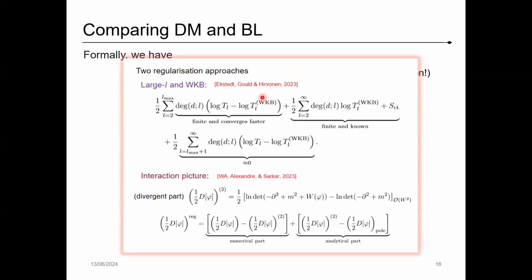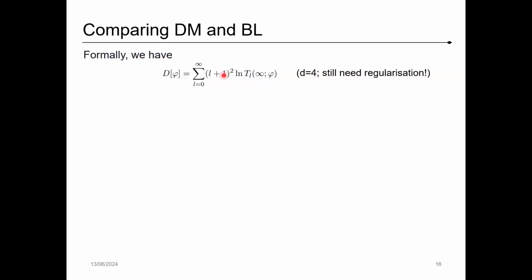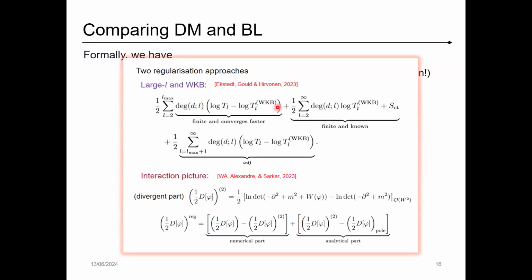This is the first one, which I call the WKB method. The divergence apparently comes from large L terms. L is just like a momentum. So first, you separate out the divergent term, which is the large L part. When L is very large, you can solve the equation of motion for TL using the WKB method.